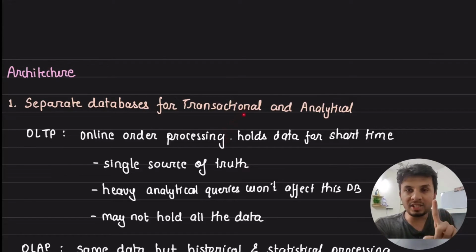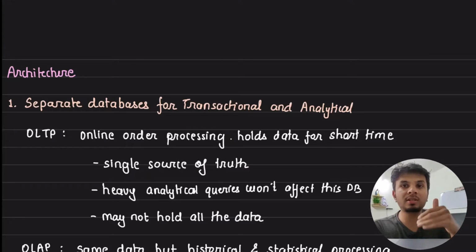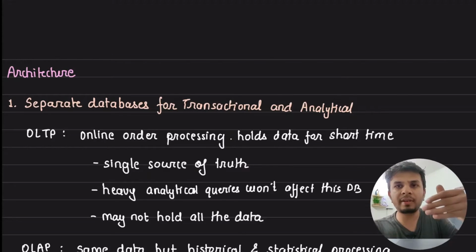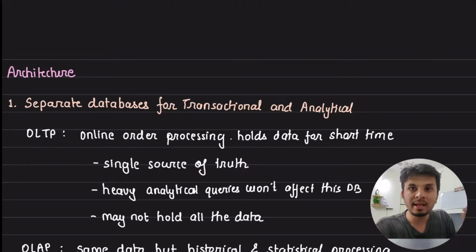So transactional databases are called OLTP, online transactional processing databases. Because this is online, it means you need an almost immediate response when you fire the query. You don't want a delayed response. And analytical databases are OLAP databases, which is online analytical processing databases. So first, let's take a look at OLTP database.